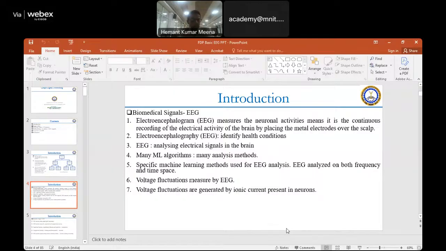Many ML algorithms are used for many analysis methods. Specific machine learning methods are used for EEG analysis. EEG is analyzed in both frequency and time space. We measure the voltage fluctuation measured by EEG. Can somebody tell what is basically the voltage of the EEG signal?